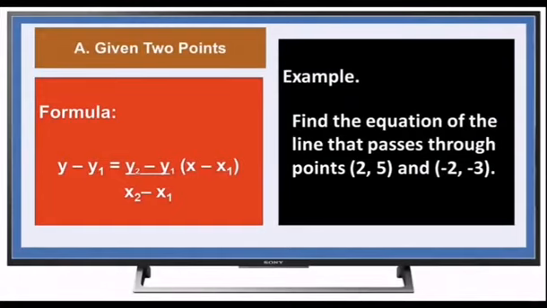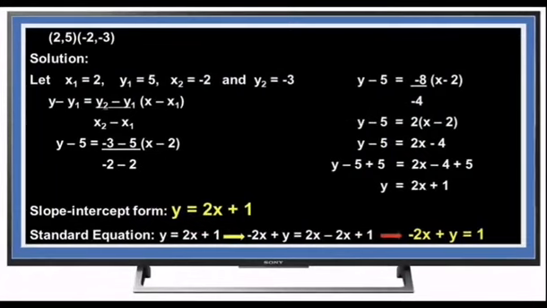The formula in writing the equation of a line given 2 points is y minus y sub 1 equals y sub 2 minus y sub 1 over x sub 2 minus x sub 1 times the quantity x minus x sub 1. Example, find the equation of the line that passes through points 2, 5, and negative 2, negative 3. Again, the two given points are 2, 5, and negative 2, negative 3.